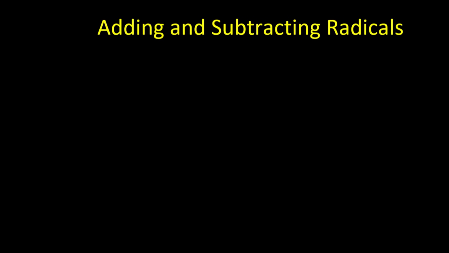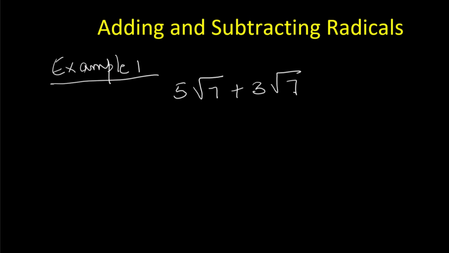In this lesson, we're going to master the skill of adding and subtracting radicals. Let us begin. Example 1. 5 times the square root of 7 plus 3 times the square root of 7. Both terms are like radicals because they share the same square root of 7. Adding the coefficients, 5 plus 3 equals 8. So, 5 times the square root of 7 plus 3 times the square root of 7 is 8 times the square root of 7.